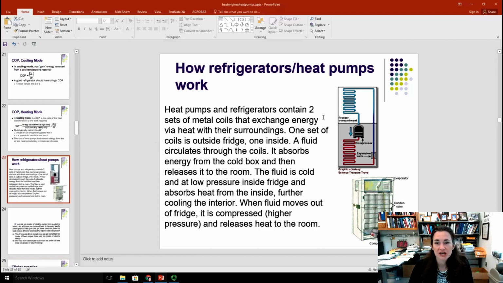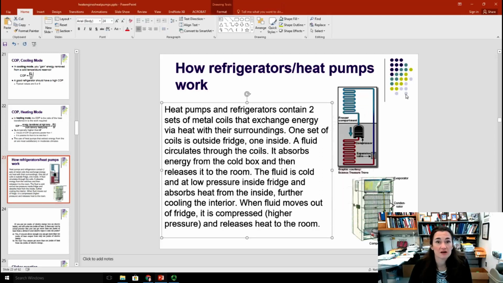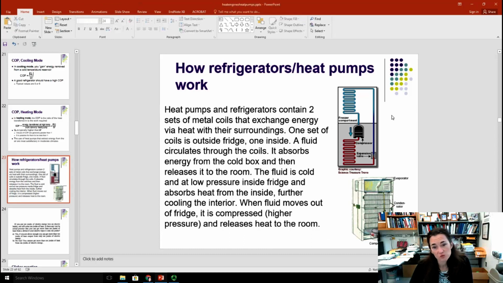All right, here's how refrigerators and heat pumps actually work. So let's just look at a refrigerator. If you've ever stared at the back of your refrigerator, you might notice, if it's not covered very well, some coils on the back of the refrigerator. So heat pumps and refrigerators basically contain 2 sets of metal coils, and these coils exchange energy via heat with their surroundings. One set of coils is outside the fridge, and one set is inside. There's a fluid that's circulating through these coils.